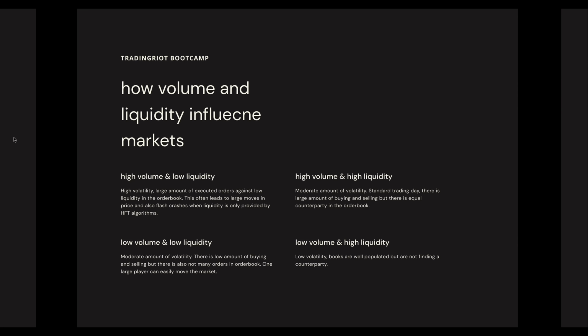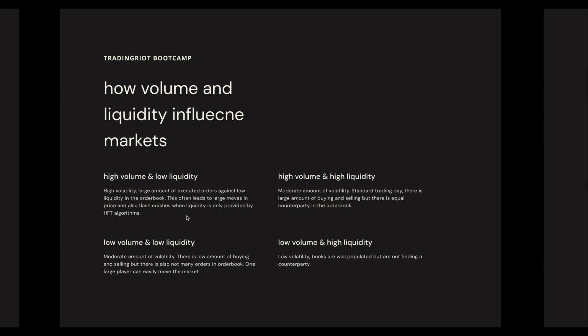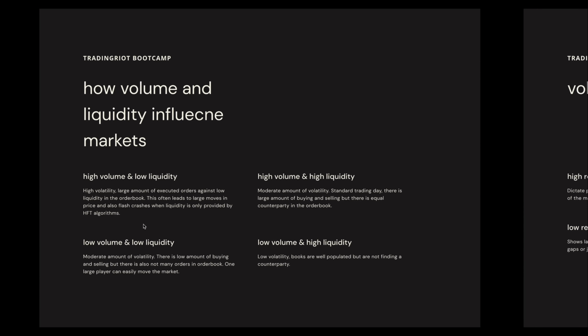There is high volume and low liquidity. This is signaled by high volatility because the order books are really thin. There are not many bids and offers resting in the market, but there is a large amount of aggressive market buyers and market sellers, which results in high volatility. This often leads to large moves in price and also flash crashes when liquidity is only provided by HFT algorithms.